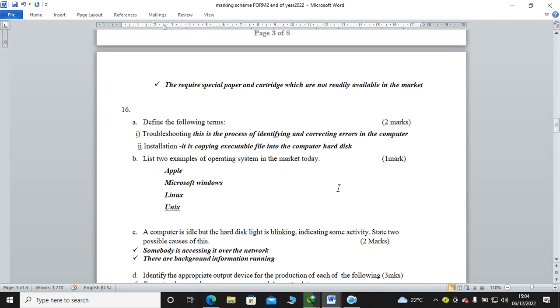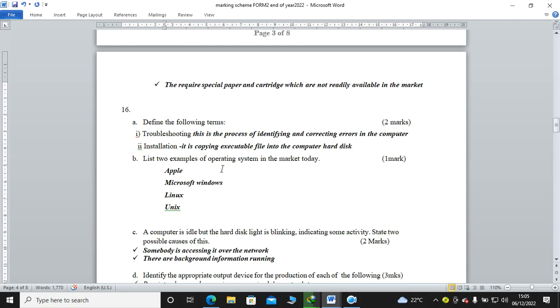Then we have number 16. Number 16, define the terms troubleshooting and installation. So the question here is, what is troubleshooting? Troubleshooting is the process of identifying and correcting errors in the computer. Installation is copying executable files into the computer hard disk. So it is important for you to understand those 2 technical terminologies.